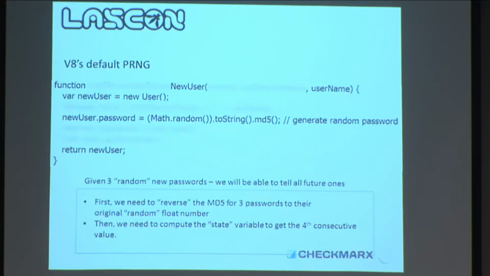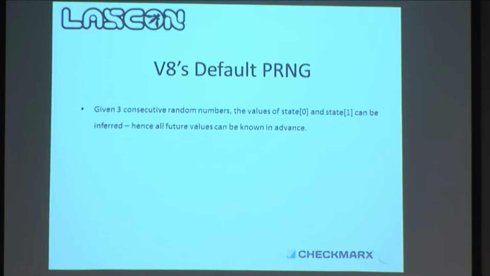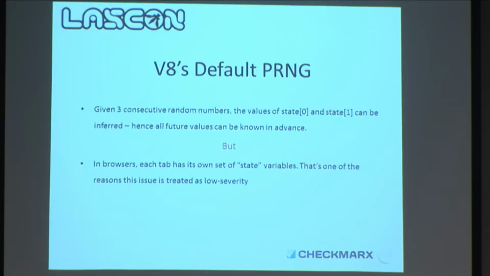So how would we attack this particular system? We can generate three passwords that will give us three MD5 hashed random numbers. MD5 hash is somewhat easy to reverse; it's computationally not very expensive to reverse it. And so that will give us three consecutive random numbers. And from there, we can generate the fourth, fifth, sixth, etc., and actually see what the future new user passwords will be.